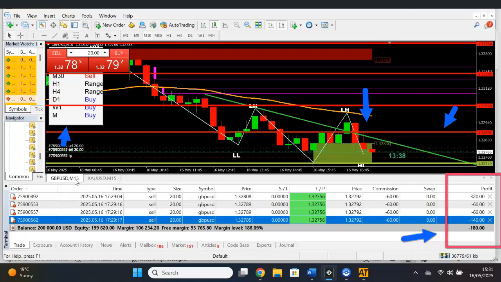And as you can see at the moment, we're going to be opening another trade after this, but we are currently getting into profit, as you can see, and we will be taking our first set of profit, and I will open up another trade again just to prove to you that this strategy works.